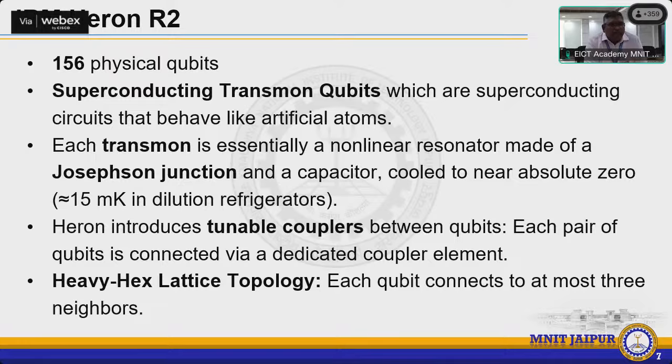So they are cooled to near absolute zero. It is called 15 millikelvin, and that is where you need dilution refrigerators. I'll show you the architecture of how a dilution refrigerator looks.